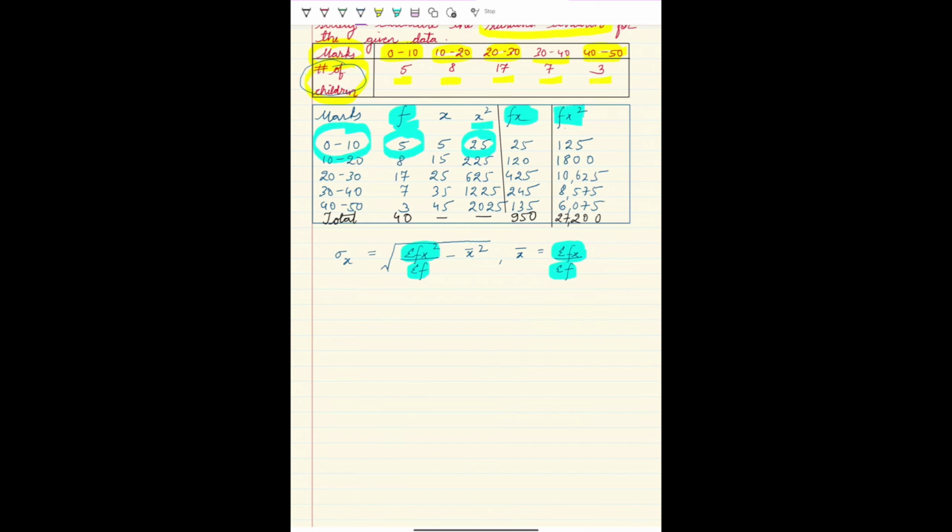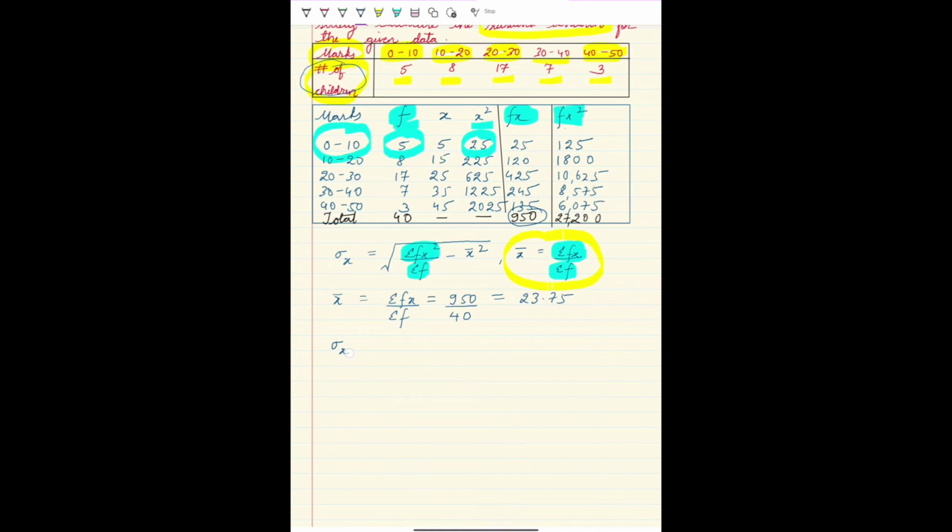Now, once we are done with the table, we head on to the formula and replace all the values which are required. Firstly, we are going to evaluate x bar and then we can substitute it directly. So x bar is going to be sigma fx divided by sigma f. Now sigma fx we have got as 950 and sigma f as 40. So we divide 950 by 40, which comes as 23.75.